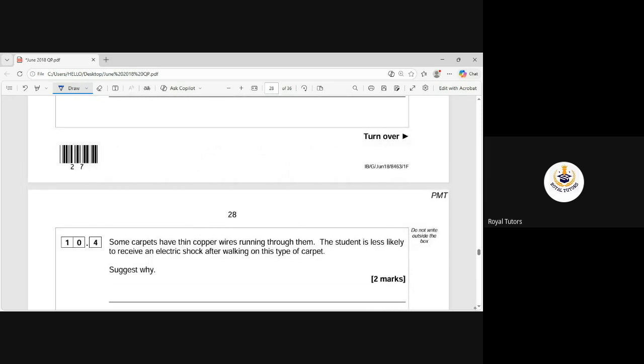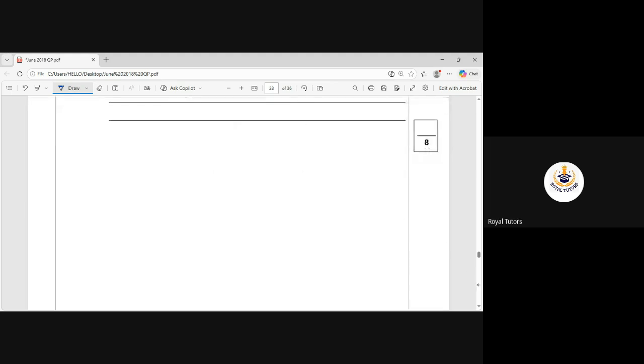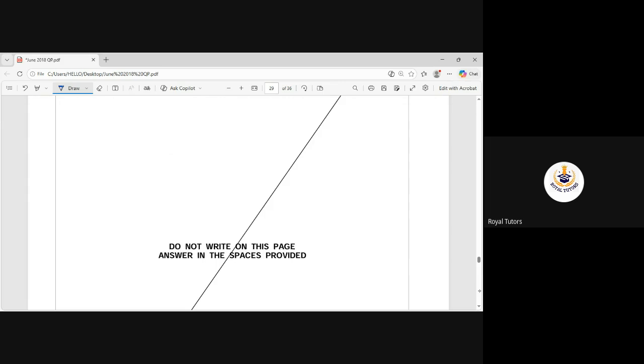The next one says some carpets have thin copper wires running through them. The student is unlikely to receive an electric shock after walking on this type of carpet. Why? Because the copper, that is the thin wire, has a low resistance, and since it has a low resistance, there is a low build-up of charges. As a result, there is not much potential difference between the student and the carpet. All right, let's take a look at the next question.